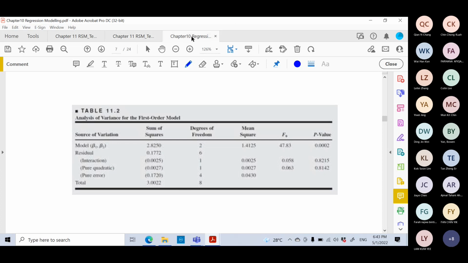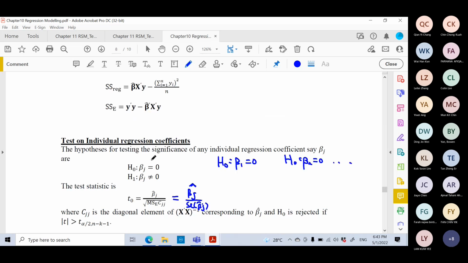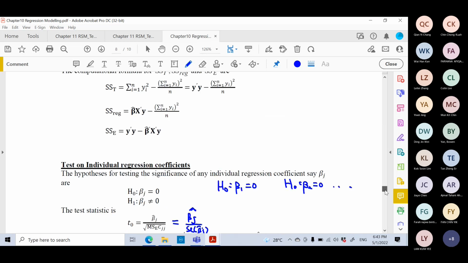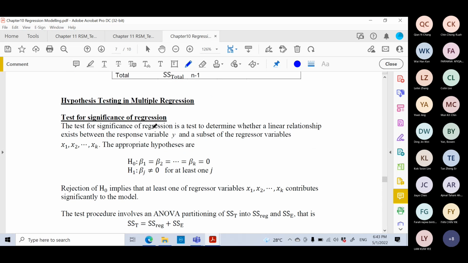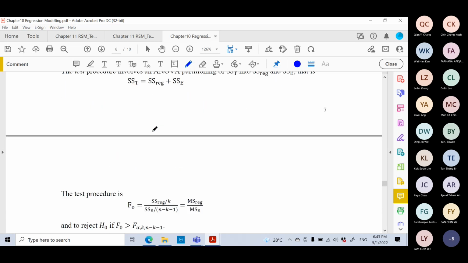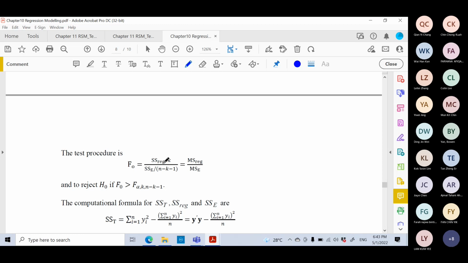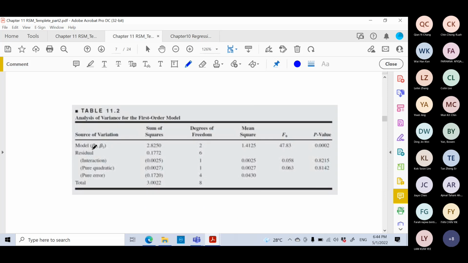We can recall back chapter number 10 here. You have testing the individual, and you can also test the overall. This one is testing the overall model. So you need to calculate the sum of squares for the regression divided by the number of degrees of freedom, which is k here. So this one is a test for the overall, similar to here. The model here will refer to the overall. The sum of squares for the overall regression, with its degrees of freedom equal to 2 here.